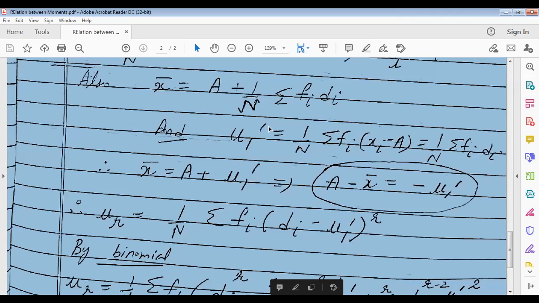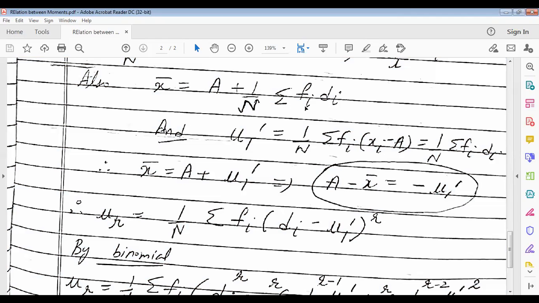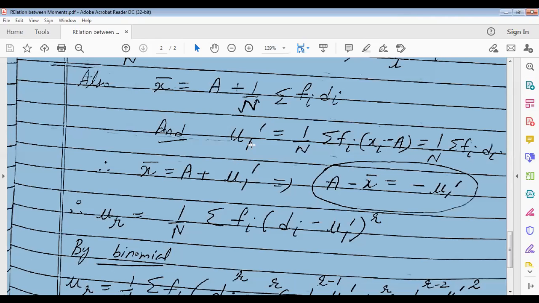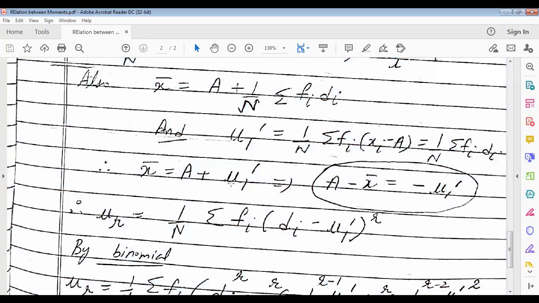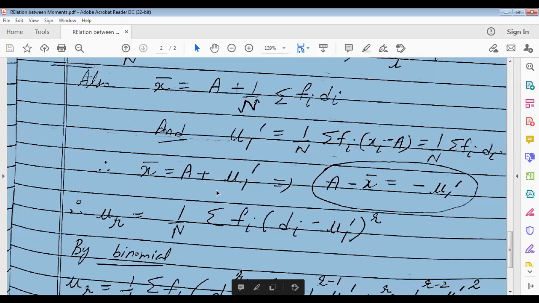Yes, ma'am. Okay. Now I'm using this relation again, जो हमने x bar वाला लिखा था. x bar was a plus 1 by n summation fi di, और 1 by n summation fi di की वैल्यू हमने निकाल ली है, वो mu1 dash आई है. So finally what we get, x bar is equal to a plus mu1 dash. Is it fine? बेटा, क्लियर है? बस, we are done with the relationship. बेटा, क्लियर है सबको यहाँ तक?